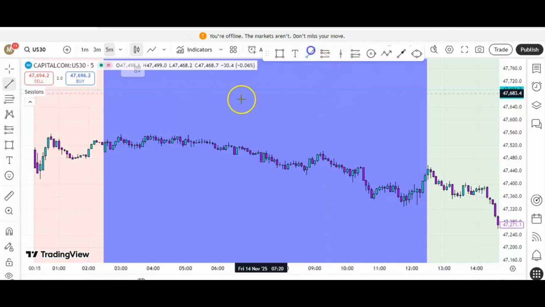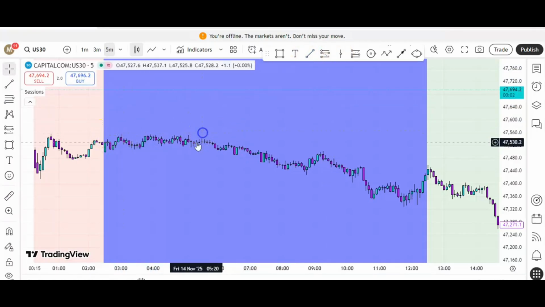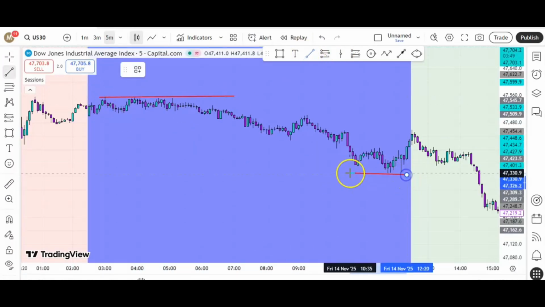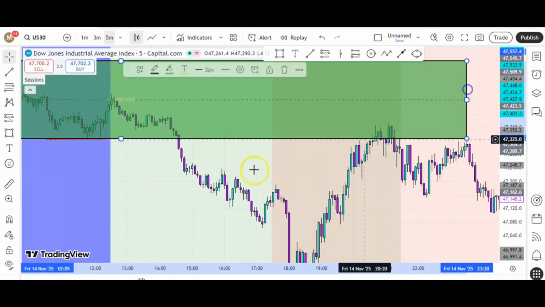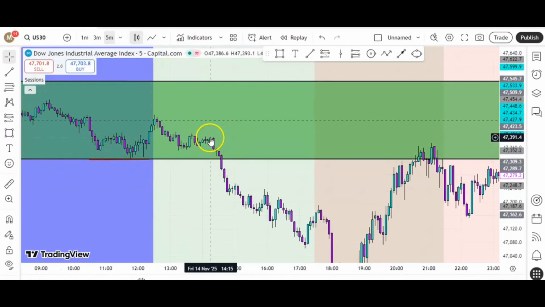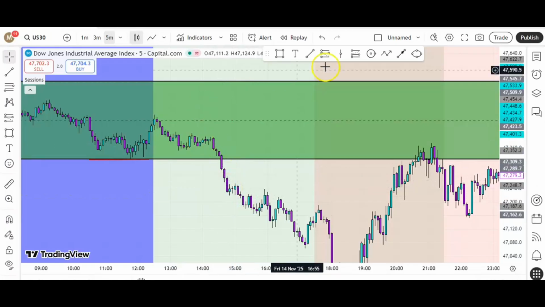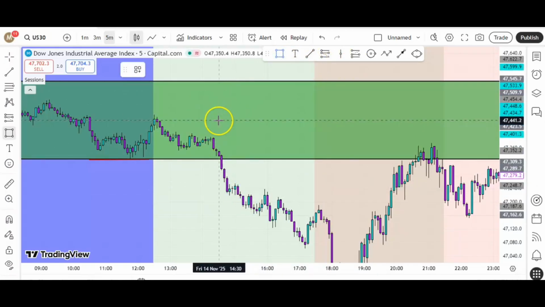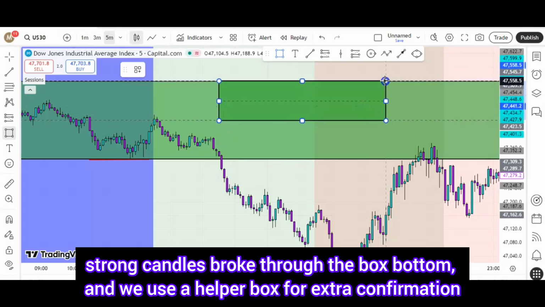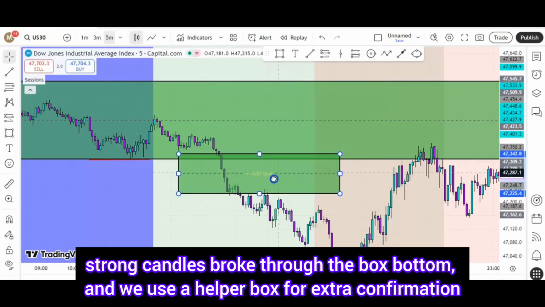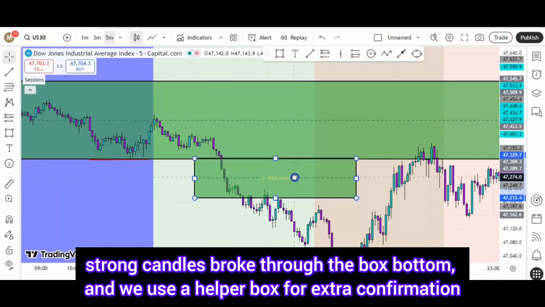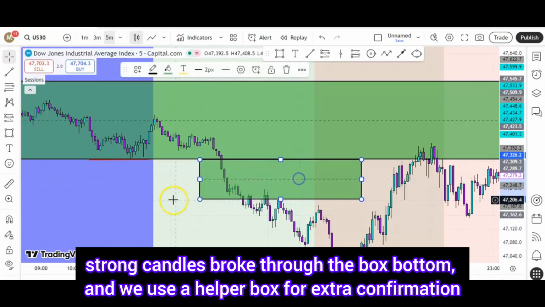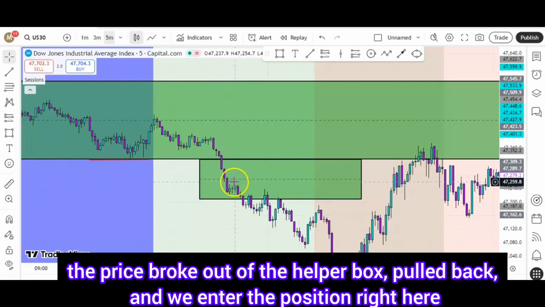We draw the Asia box. Strong candles broke out of the box bottom and we use a helper box for extra confirmation. The price broke out of the helper box, pulled back, and we enter a position right here.